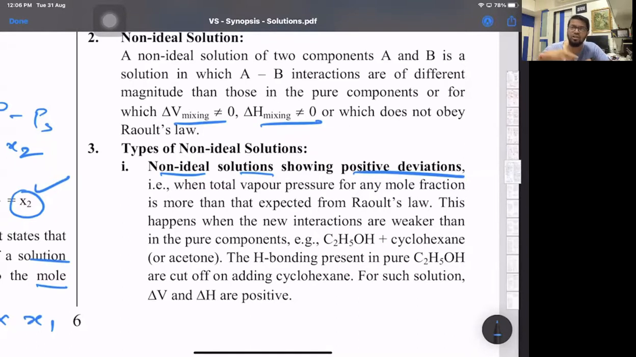So the net vapor pressure increases. That's called a positive deviation. All right, see that part. When the total vapor pressure at any mole fraction is more than expected from Raoult's law, the new interactions are weaker than in the pure components. Solute-solvent interaction is weaker than solute-solute and solvent-solvent interaction, like ethanol and cyclohexane. The hydrogen bonding in pure ethanol is cut off on adding cyclohexane. So that's why the change in volume and change in enthalpy are positive.